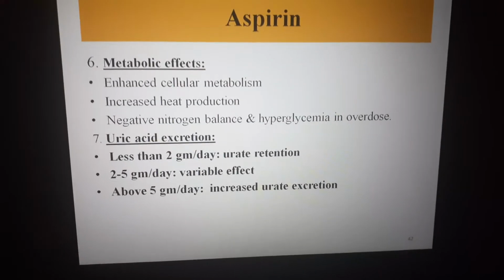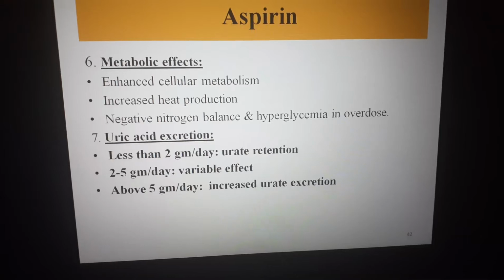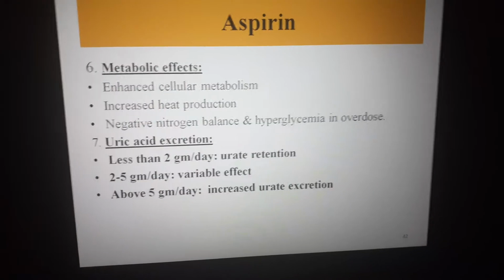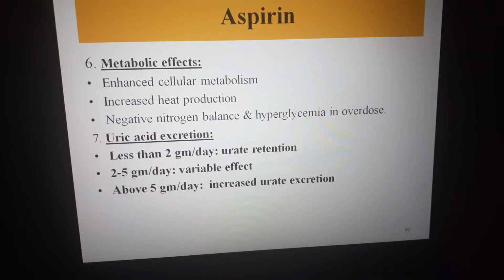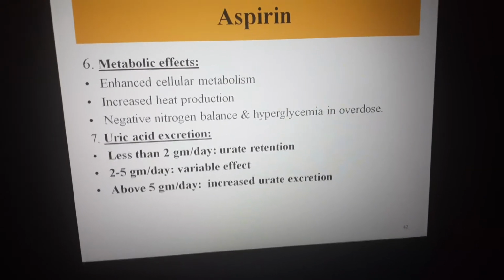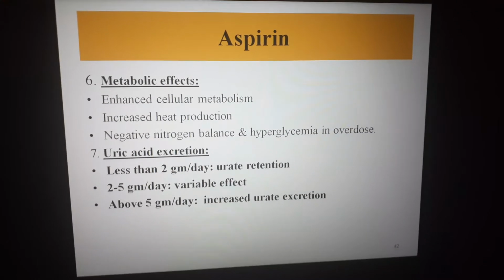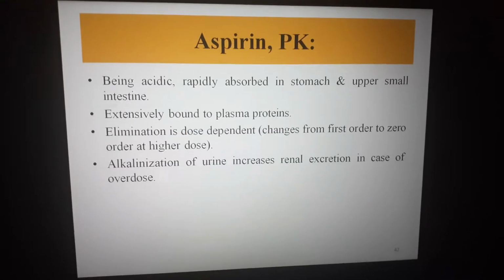Uric acid excretion: in low doses, less than 2 gram per day, it causes urate retention, but in the dose range of 5 gram per day, it causes increased urate excretion. So it has unpredictable effect in uric acid excretion, and that's why aspirin is not used in the treatment of gout.